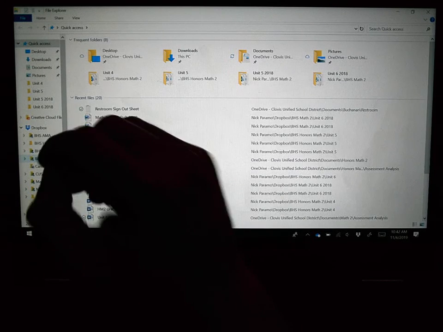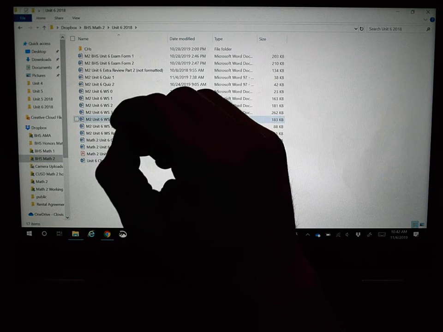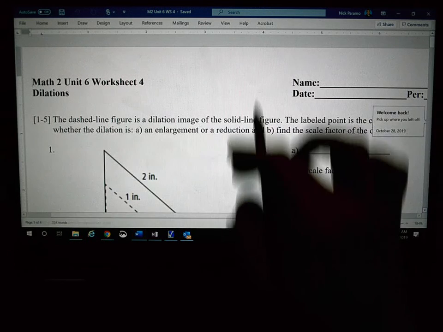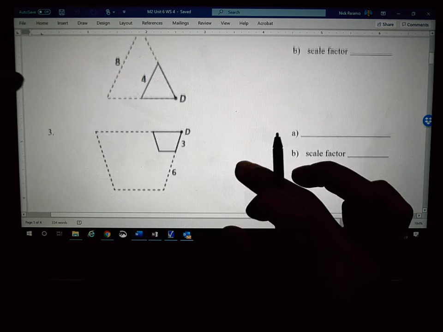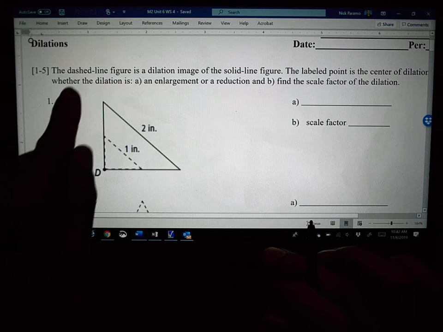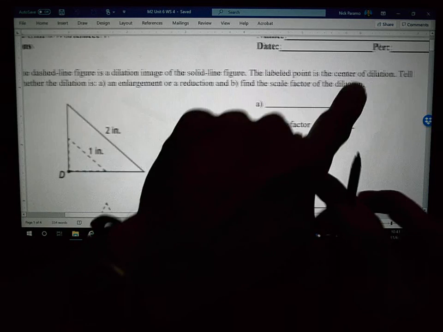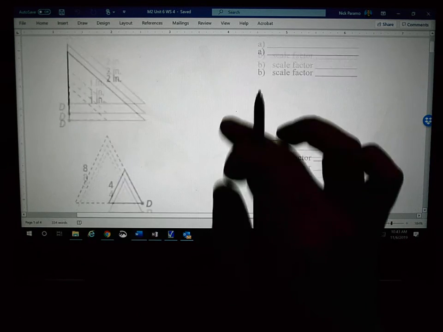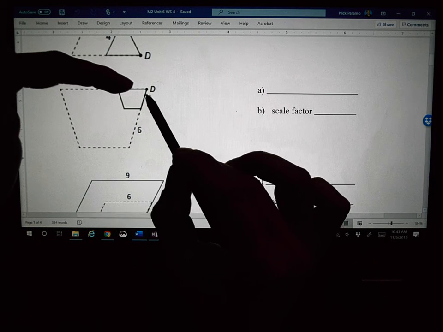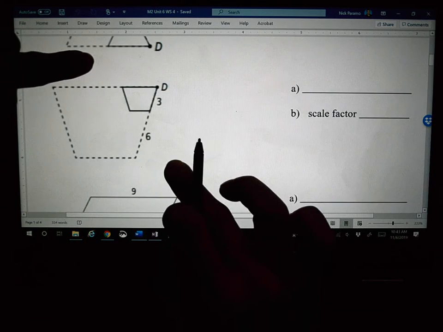I am going to pull up worksheet 4 real quick. This is what your number 3 looks like, right? You have a 3 and a 6. There are several directions at the top, and it says the dashed line figure is a dilation image of the solid line figure. The labeled point is the center of dilation. Tell whether the dilation is an enlargement or reduction and find the scale factor of the dilation. So this is the center. The center is in the upper right-hand corner. Let me zoom in on that a little bit.